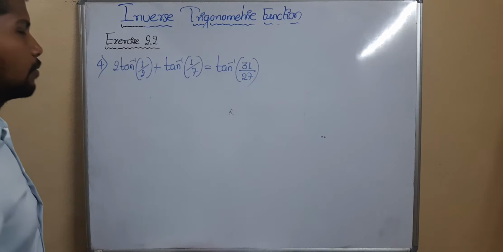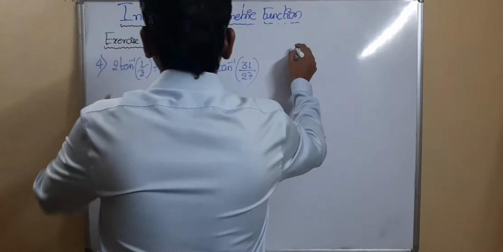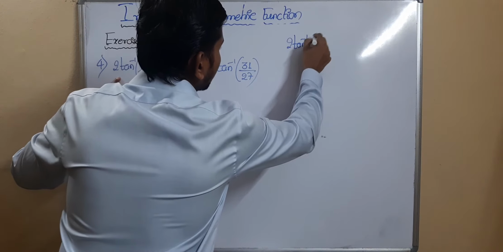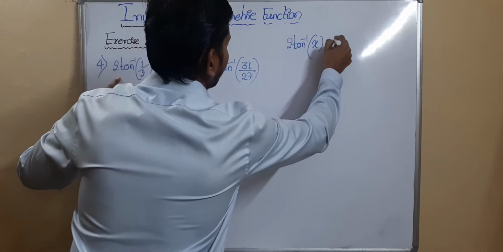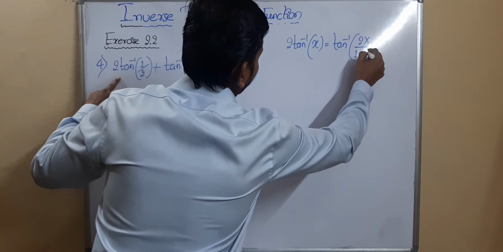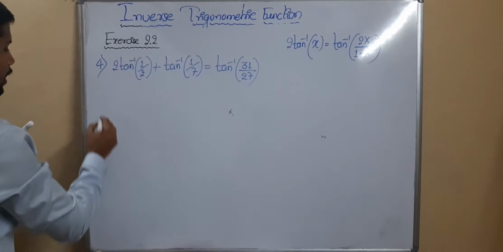We need to prove it as tan inverse of 31 by 27. We must know the formula for 2 tan inverse of x. The formula is tan inverse of 2x divided by 1 minus x square. I need to use this formula here.